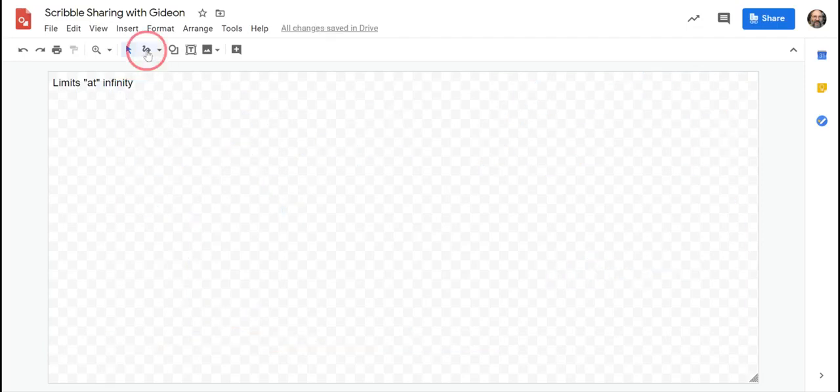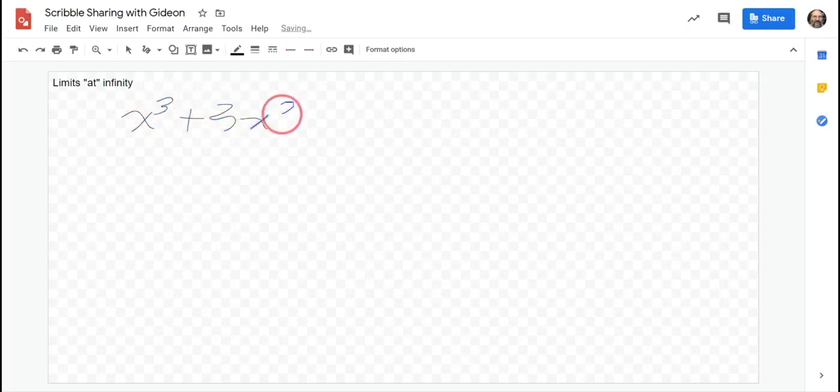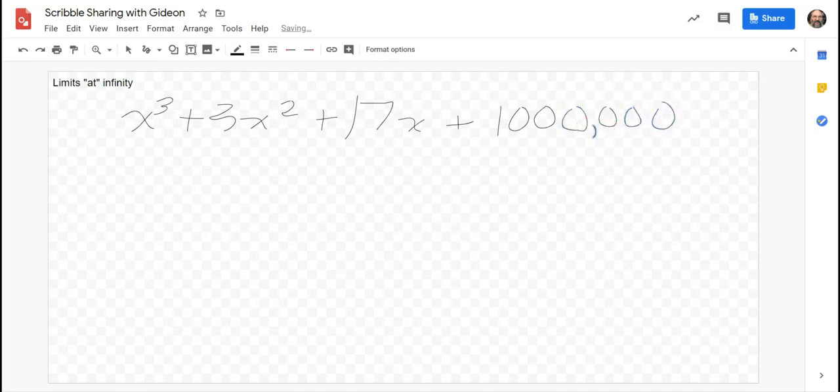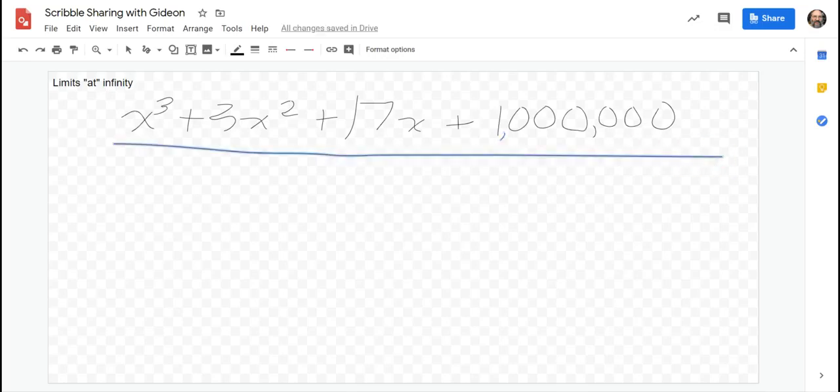So this is x cubed plus 3x squared plus 17x. And I'm going to be a little silly here, plus a million, right? There's a point to the million, I promise. And let's just go ahead and put, let's put x cubed again. And I'll just make it a little simpler, plus 18x.